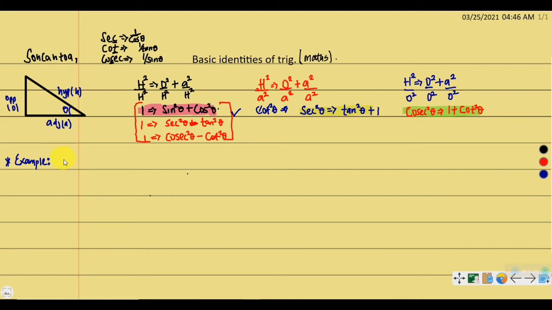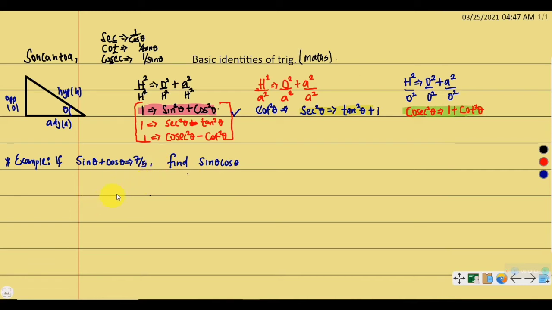Let me just take it very calm. If we have, let's say, sine theta plus cos theta is equal to 7/5, just trying to form something that is not too difficult for us, then we have to find sine theta cos theta. Remember, this class is for JUPEP students as well as WAEC for the math student and NECO student.